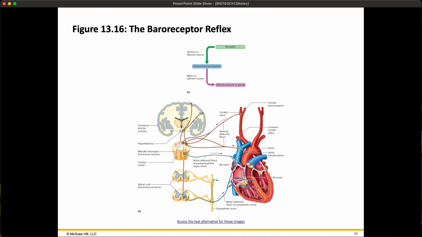There's just some looks at how the heart rate is influenced, if you like to look at those pathways between baroreceptors, the carotid sinus, carotid baroreceptors, aortic baroreceptors, detecting the pressure changes, and then relaying those to the medulla oblongata, which then sends signals to the SA node to adjust its firing patterns.